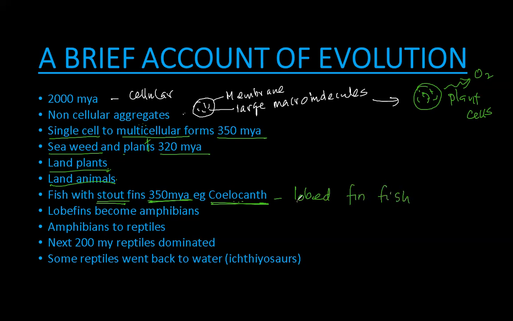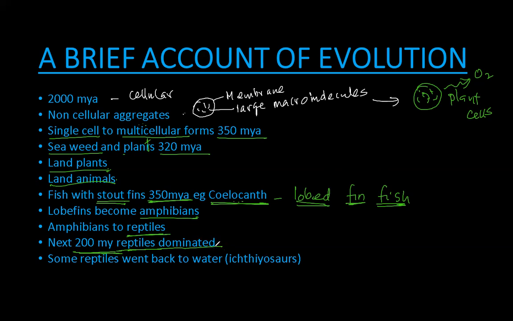What does it mean? This fish can walk with the fin on the mud. Okay, they are ancestors of amphibians. I'll show you the picture on the next slide. And they evolved into amphibians. These amphibians became reptiles.